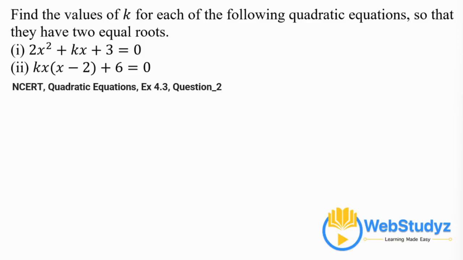Hello students, let's read this question. Find the values of k for each of the following quadratic equations so that they have two equal roots. So the first equation is 2x square plus kx plus 3 equals to 0. So let's start the solution.